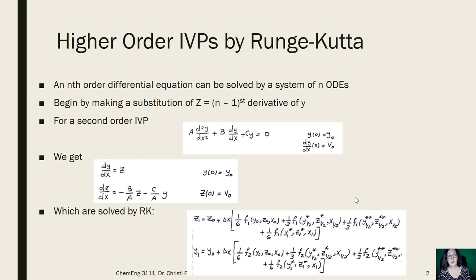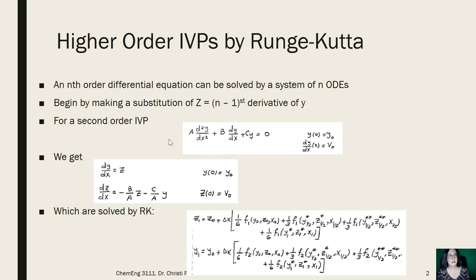So to solve a higher order IVP using this method, what we want to do is recast it as a system of ordinary differential equations. So an nth order ordinary differential equation is going to become a system of n equations and n unknowns. So we'll just look at a second order. That's enough to get the idea.